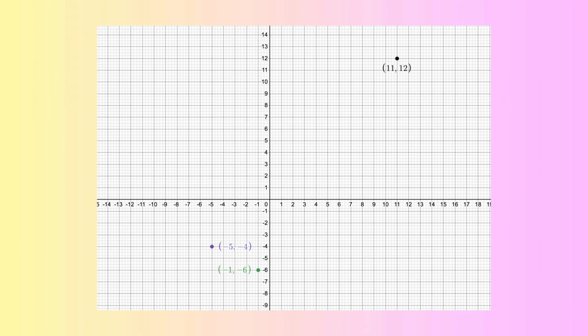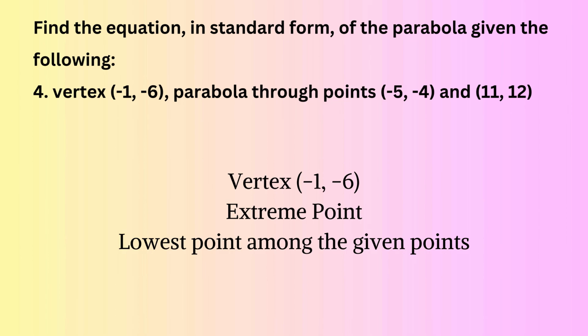In these given points, we see that the vertex can only be the lowest point. It can't be the highest, because (11, 12) is the highest. It can't be the leftmost point, because (-5, -4) would be that point. And it can't be the rightmost point, because (11, 12) is on its right. Therefore, (-1, -6) can only be the lowest point. And with the vertex being the lowest point, we can say that the parabola is vertical and opens upward.